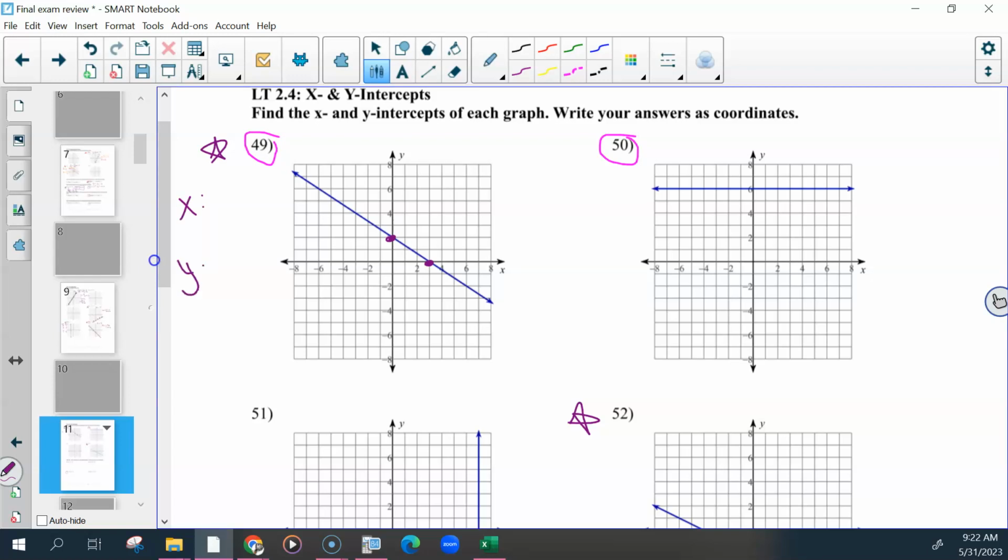On the x-axis, it crosses at 3. On the y-axis, it crosses at 2. So those ordered pairs would be (3, 0) and (0, 2). Questions on that one?